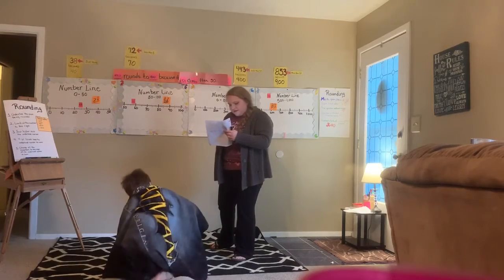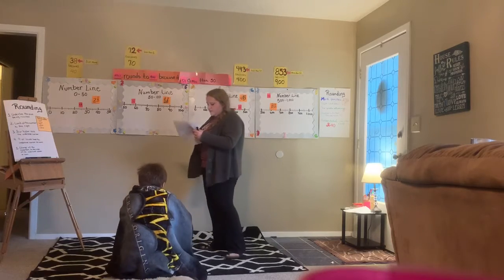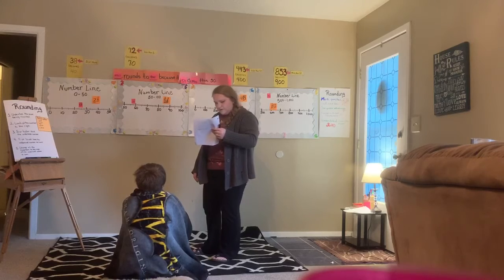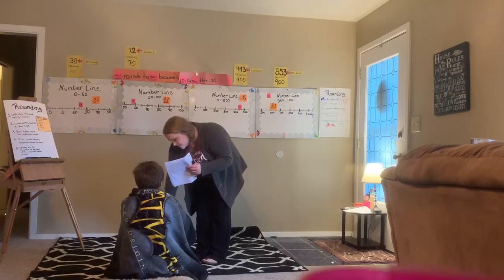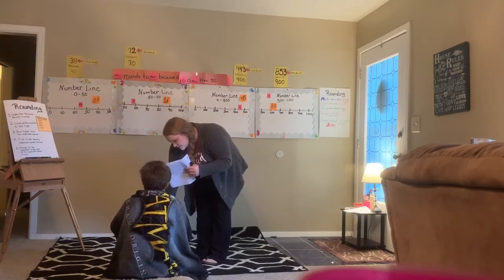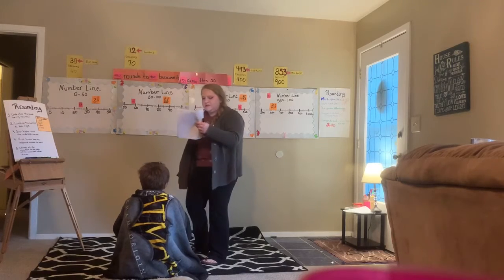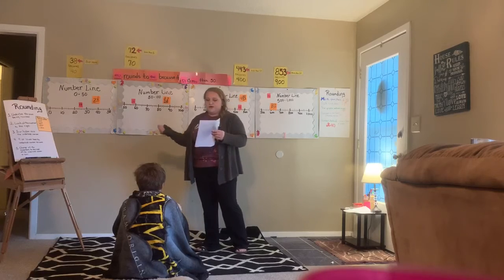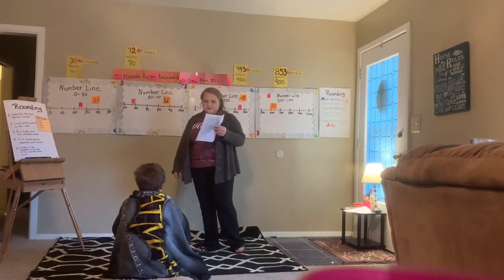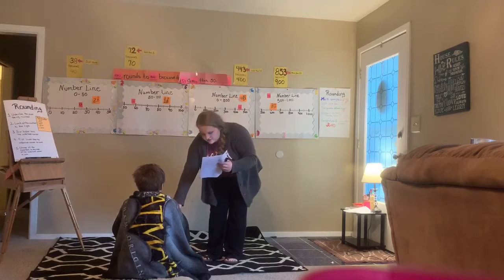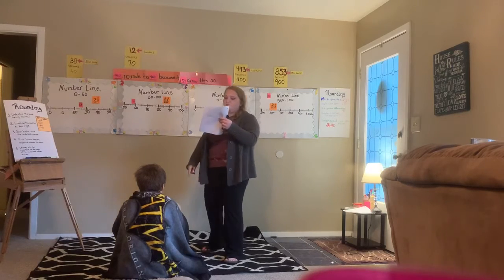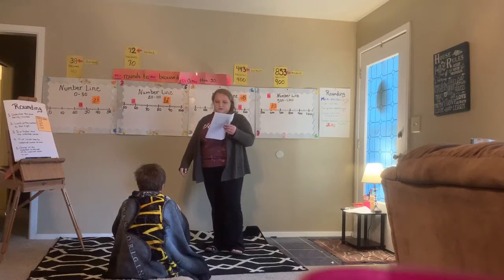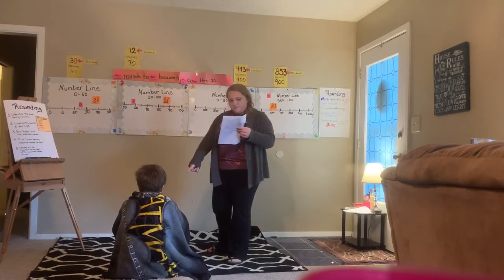It has a number line, and where's the arrow pointing? The first one is 62. So would 62 round up to 70 or would it round down to 60? Where's that 60? Okay, let's look at the next one. 67. Would 67 round up to 70 or would it round down to 60? 70.